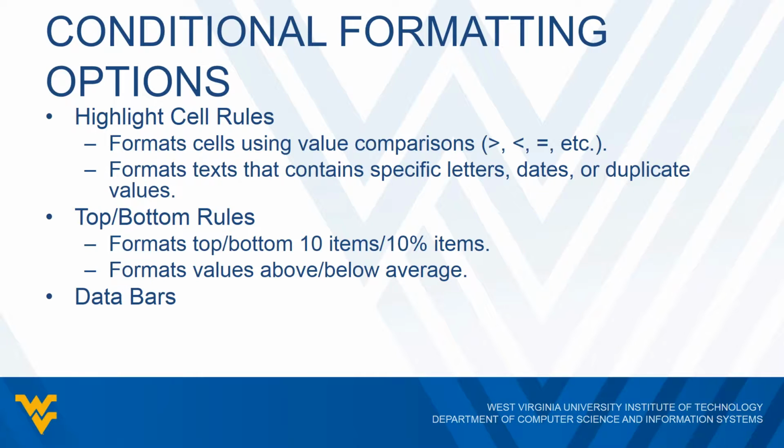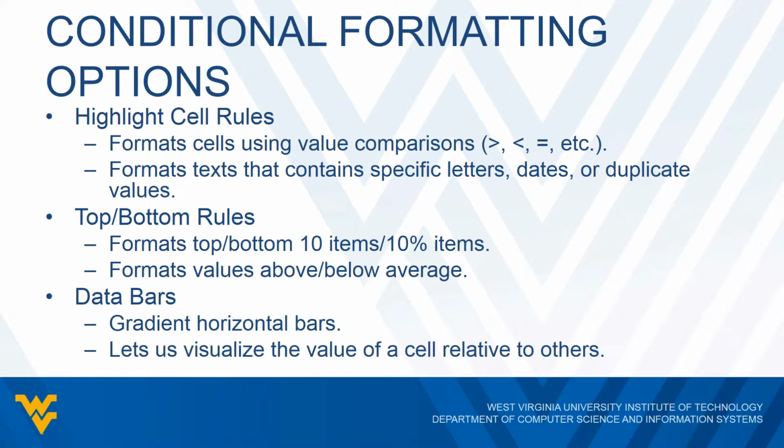We also have the data bars option, and these are what we consider gradient horizontal bars. These appear in the background of the selected cell range. What this does is give us a visualization of how large the value of that cell is compared to the other values in this range. The larger the value compared to the other values in this set, the longer the horizontal bar is going to be. And the smaller the value, the shorter the bar is. So you can quickly glance over these horizontal bars and tell which ones are the smaller values and which ones are the larger values.